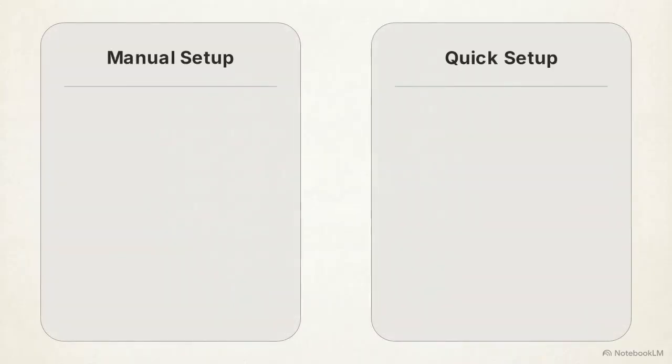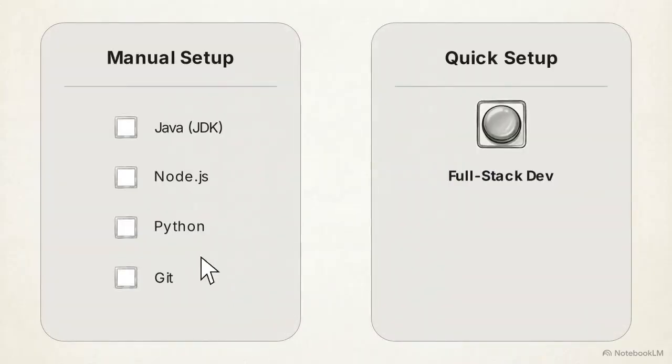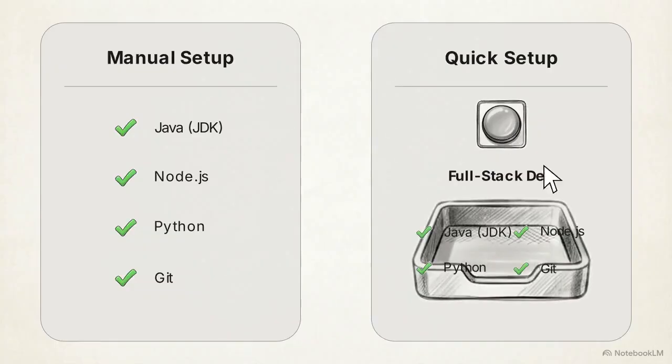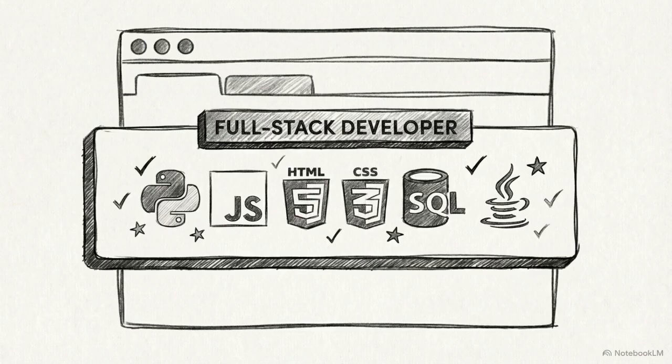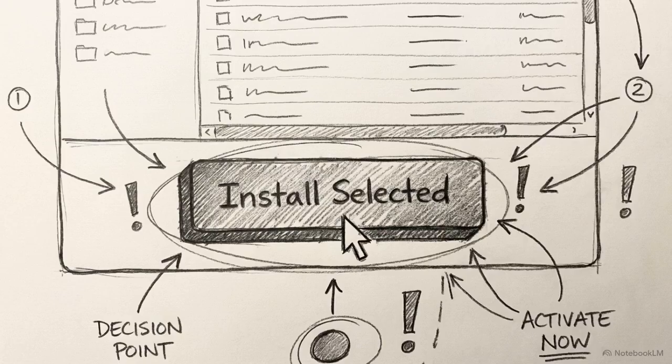While you can click every tool manually, selecting a single quick setup bundle provides the same result in a fraction of the time. Clicking the Full Stack Developer Bundle instantly queues Java, Node.js, Python, and Git, ensuring all dependencies are met simultaneously. These curated bundles remove the guesswork of software compatibility, providing a stable foundation for your development work. Once your stack is ready, click the Install Selected button to initiate the automation.